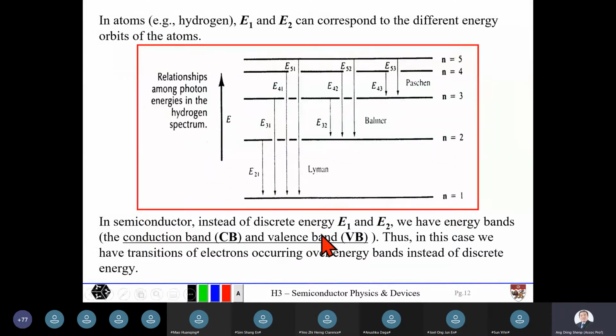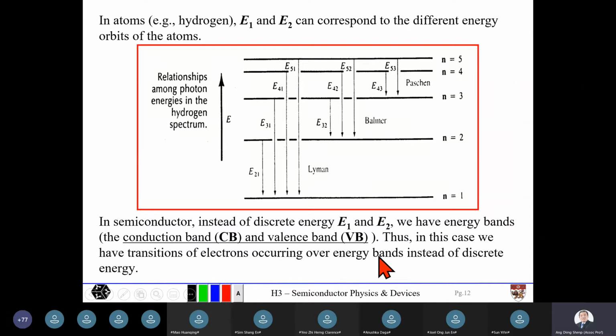Now, there are other energy bands besides the conduction and valence bands, but those energy bands are not relevant because they are always fully filled. In other words, electrons in those energy bands do not participate in electrical conduction at all. So that's why in a semiconductor, the conduction and the valence bands are the 2 most important bands.